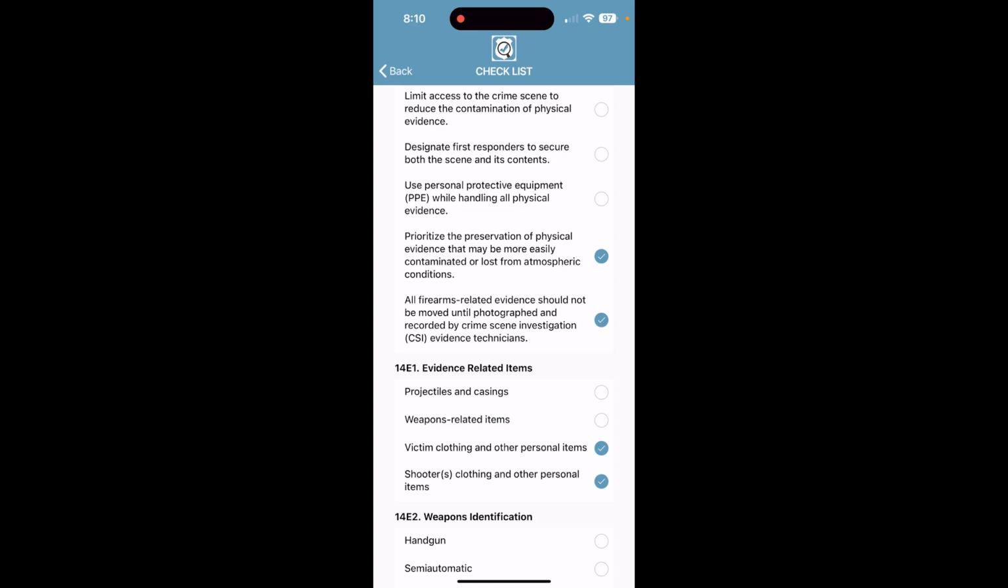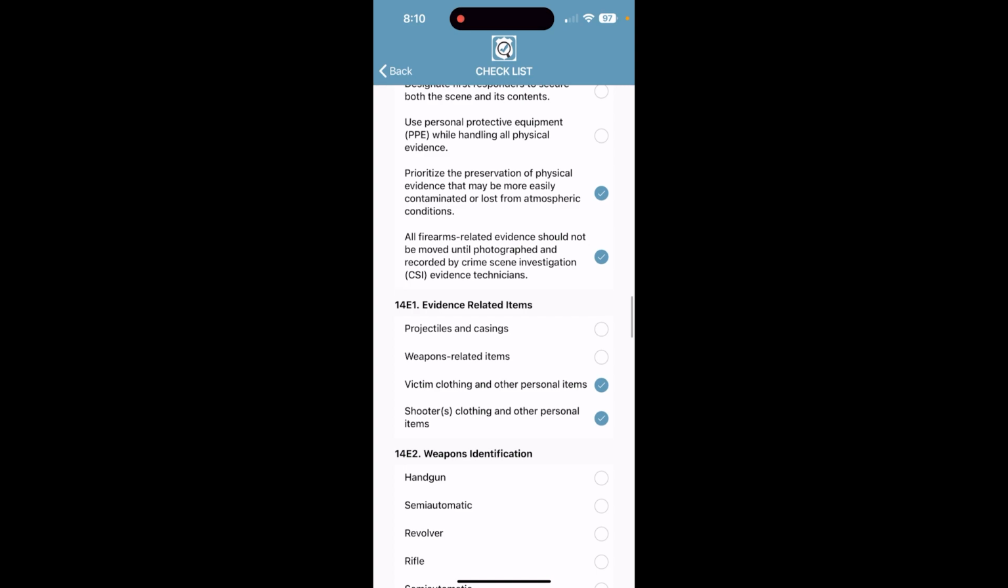14E1, evidence related items. Some are obvious, projectiles and casings and the weapons themselves. But things like the victim's clothing and other personal items, those are evidence related and need to be properly secured and collected. The shooter clothing and other personal items should be collected. So be looking for those things. If victims and shooters are being taken away by EMS, somebody has to ensure that anything that they're working with are used, any medical devices, anything that may have blood or DNA or whatever, needs to be collected for evidence.